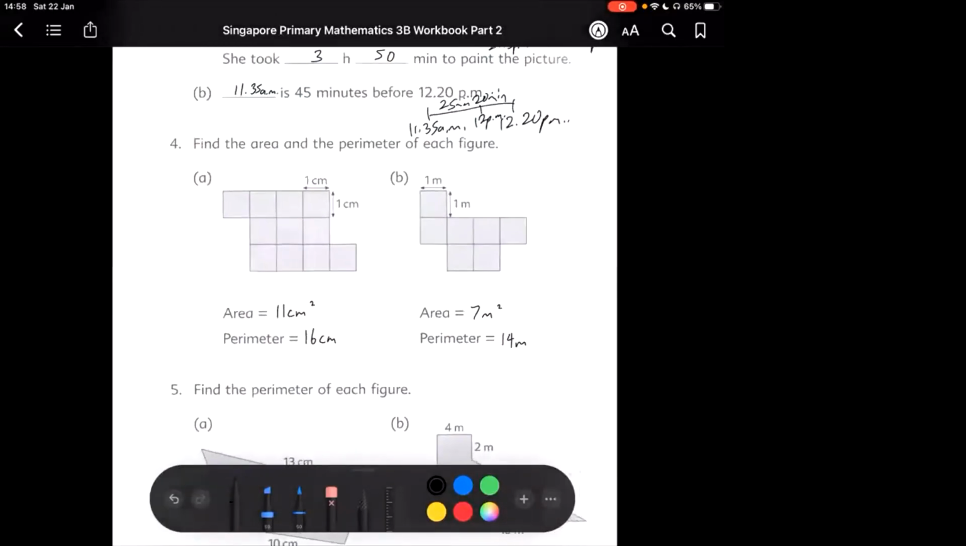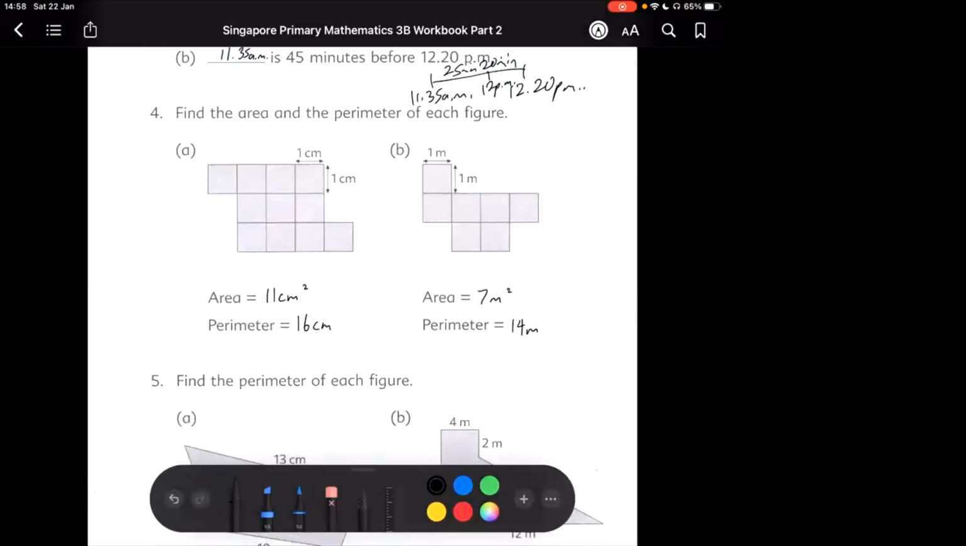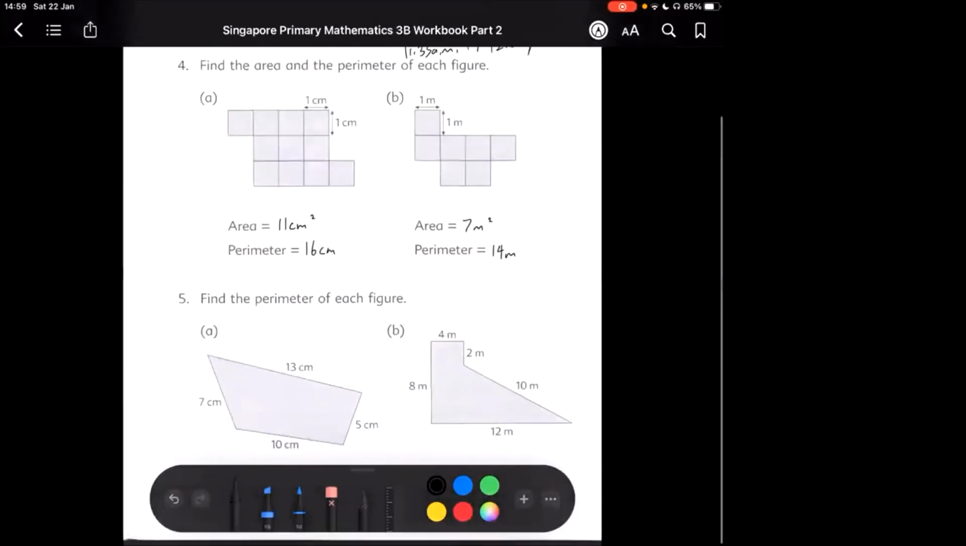Area and perimeter, this should be pretty simple. For area, you can just count the squares, 1, 2, 3, 4, 5, 6, 7, 8, 9, 10, 11. So it's 11 square centimeters. And for the perimeter, you just count around the edge, 1 through 16. And it's 16 centimeters, and you can do the same thing with the other figure.